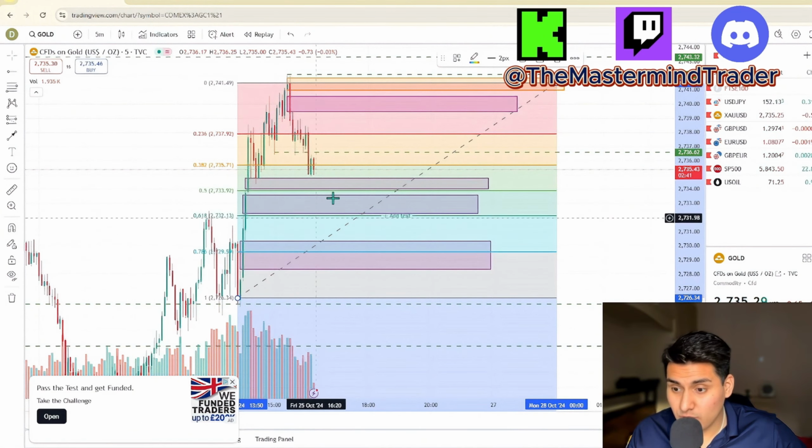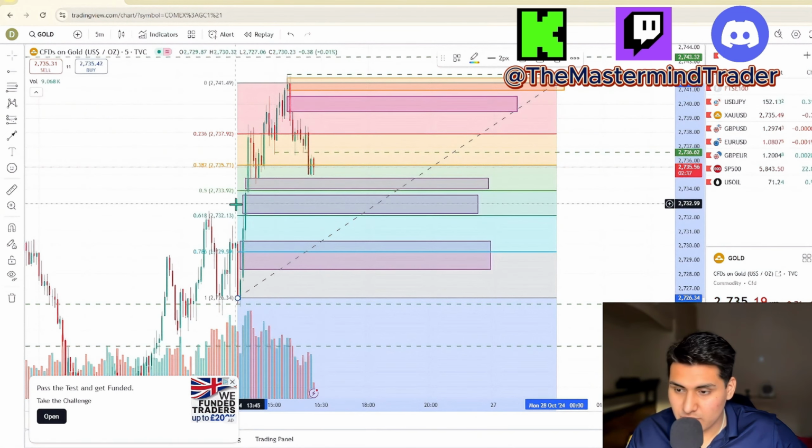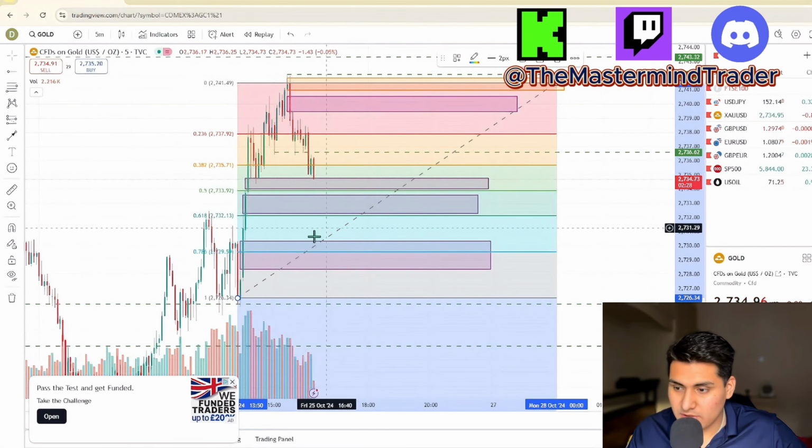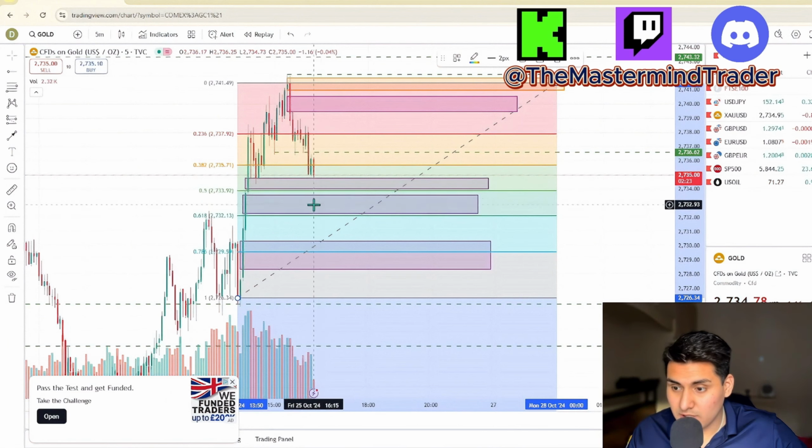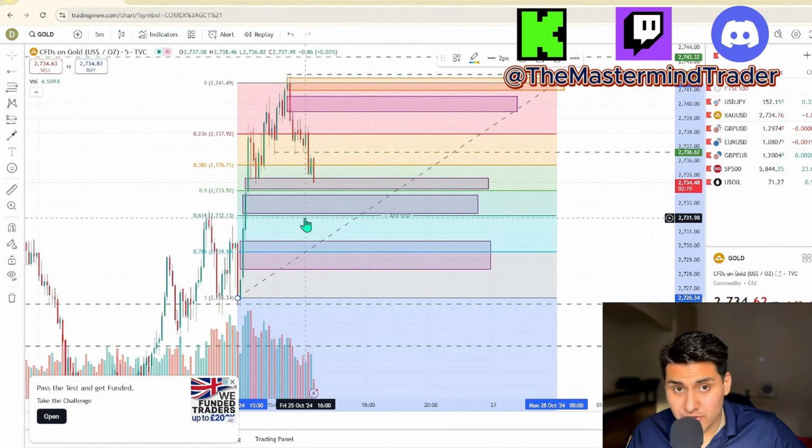0.618 is the optimal entry point because that is basically where the market will be looking to come down to. As you can see, there are two fair value gaps. One is just above the equilibrium and the other one is just above the optimal entry point. That is roughly where you would be looking at entering a buy.